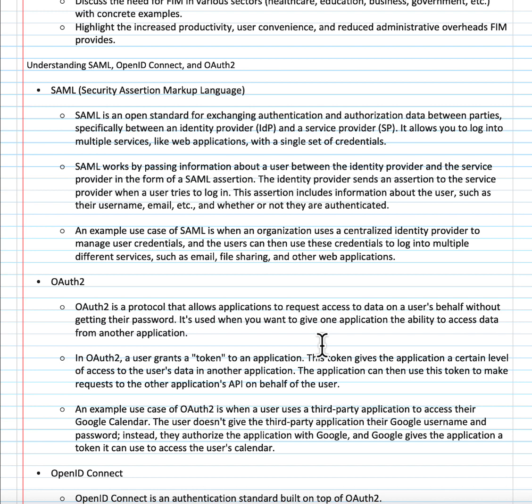Now, this works by passing information about a user between the identity provider and the service provider in what they call SAML assertions. Okay, so the IDP, the identity provider, will send an assertion to the service provider when the user tries to log in. So that sends that to the SP. This includes information about users such as name or username, email address, something along those lines. It does not include anything that is sensitive. It's only those key aspects that would allow them to log in.